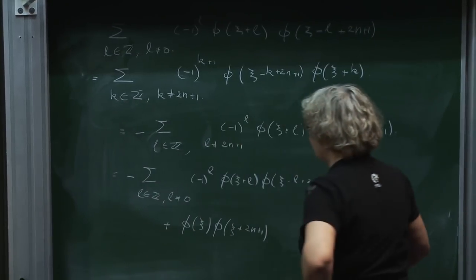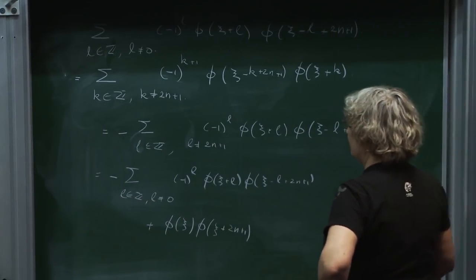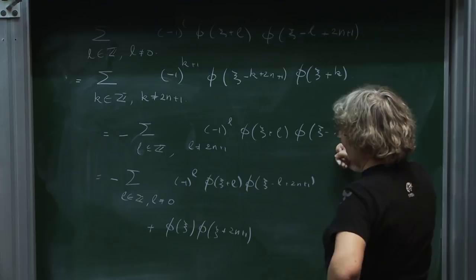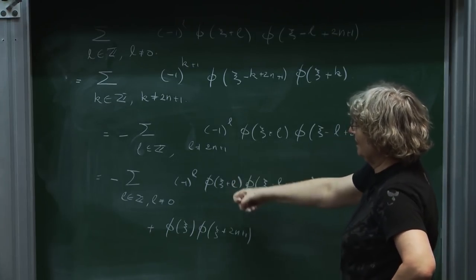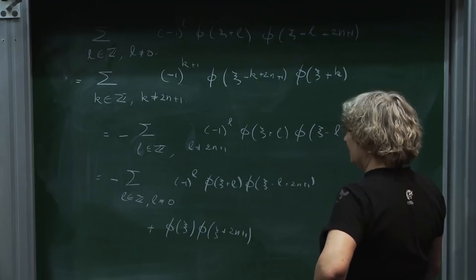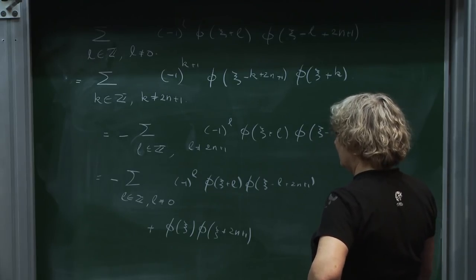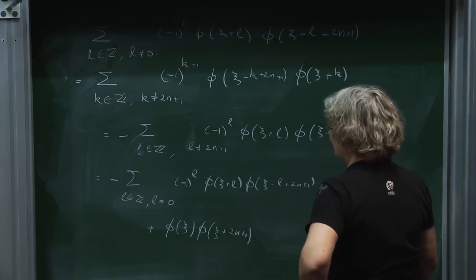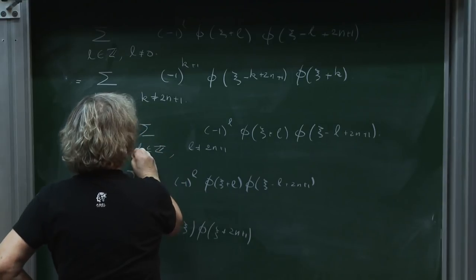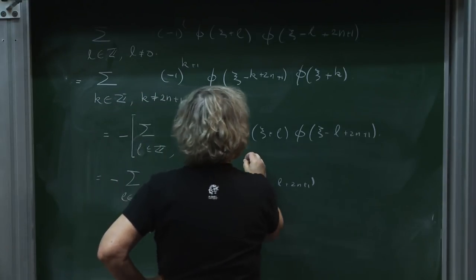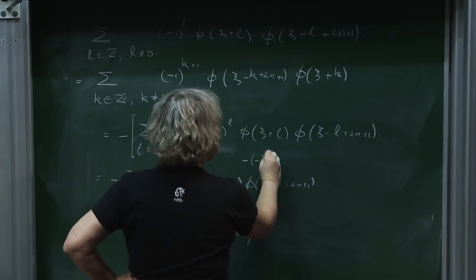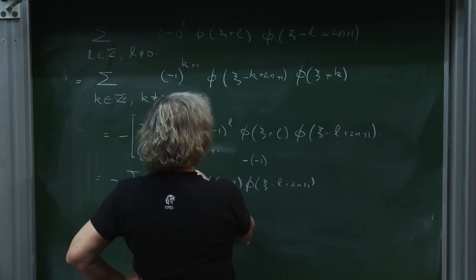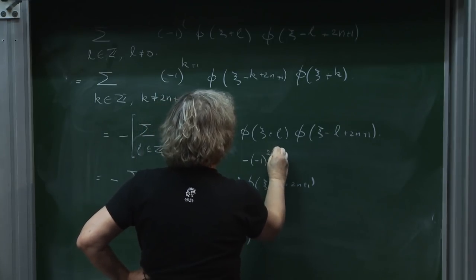Here I didn't have the term, so in order to bring it down, I have to introduce that term. So, wait, that's minus that. So, this I can write as this minus the contribution I would have gotten. So, L would have to be different from 2n plus 1. If L was 2n plus 1, then I would have.